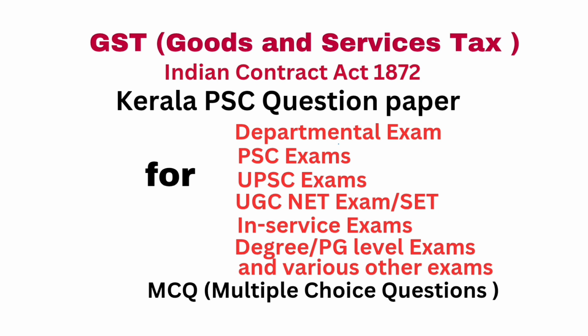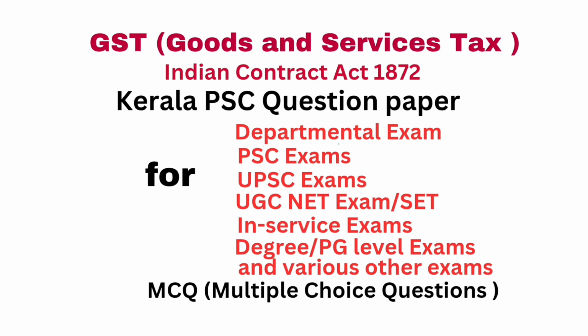Correct answer, option C, earlier of 1 or 2. That is, the date of issue of invoice by the supplier or the date on which the supplier receives the payment, whichever is earlier of 1 or 2.